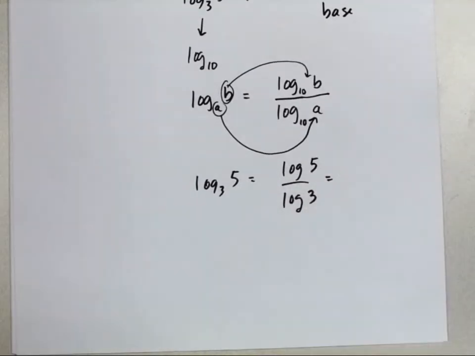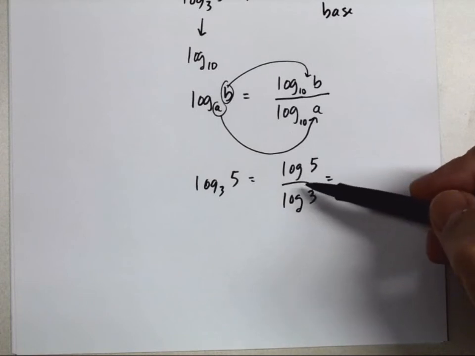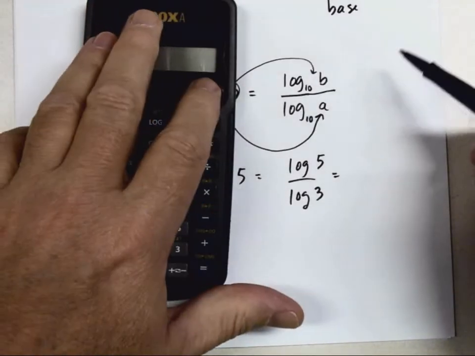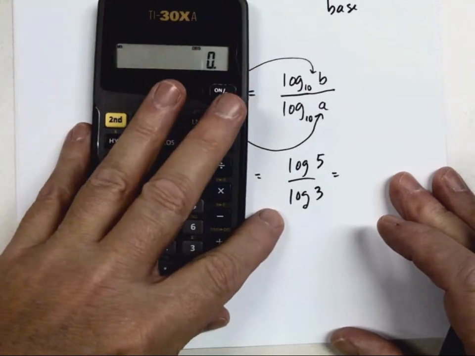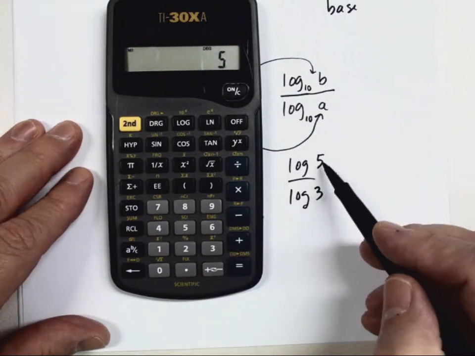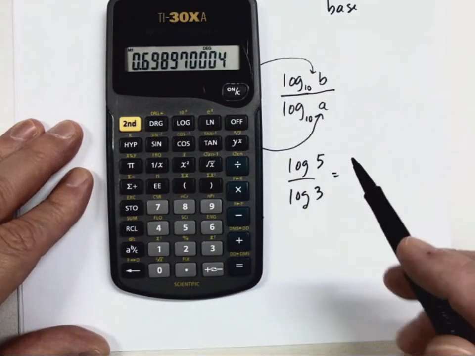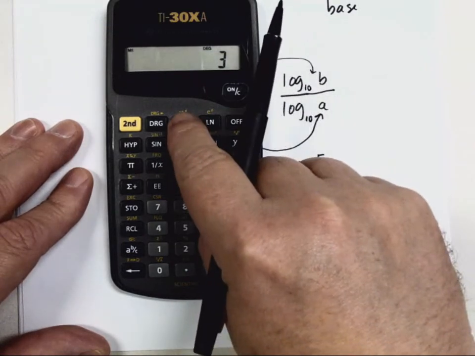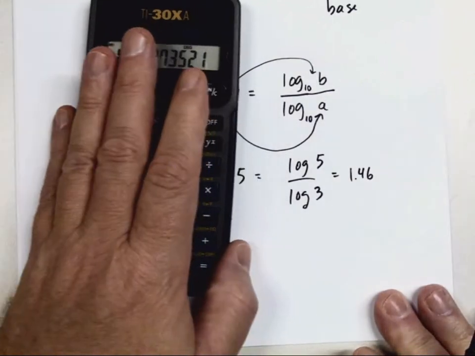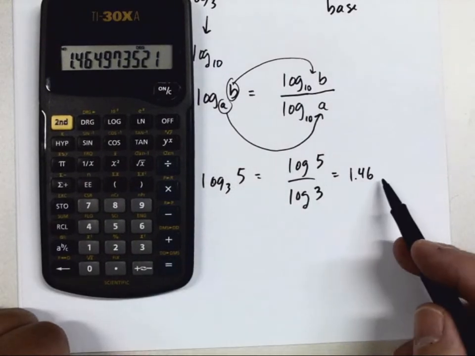Now I can actually calculate this with my calculator, because this is log base 10 of 5 divided by log base 10 of 3. So with my calculator, I'll do the top first, 5. I hit my log key. Then I say I'm going to divide, 3 and my log key. And lo and behold, log base 3 of 5 equals 1.46.